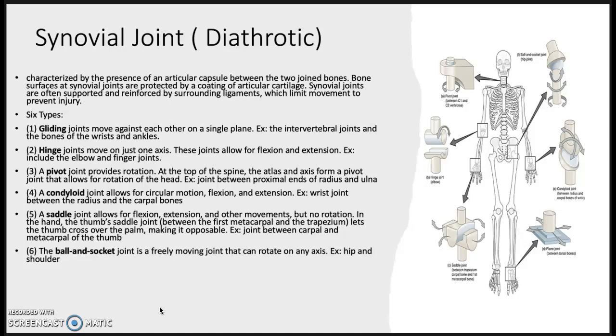A saddle joint allows for flexion, extension, and other movements, but no rotation, in the hands. The thumb saddle joint is between the first metacarpal and the trapezium. It lets the thumb cross over the palm, making it opposable. An example would be the joint between the carpal and the metacarpal of the thumb. And then you have the ball and socket joint, which is a freely moving joint that can rotate on any axis, which would be your hip and your shoulder joint.